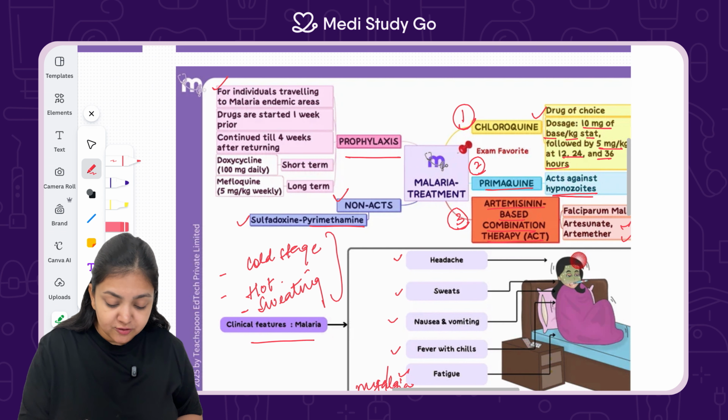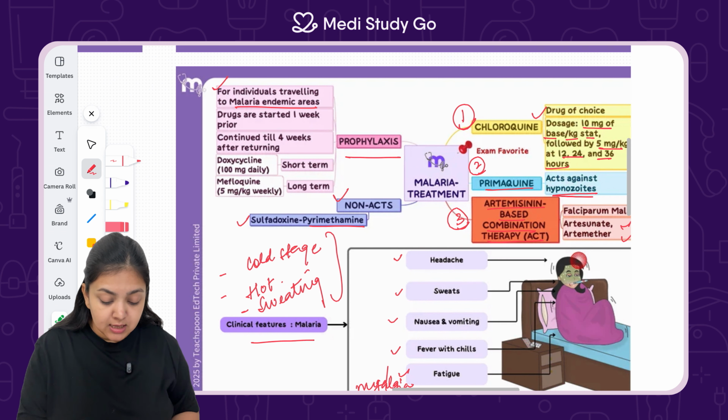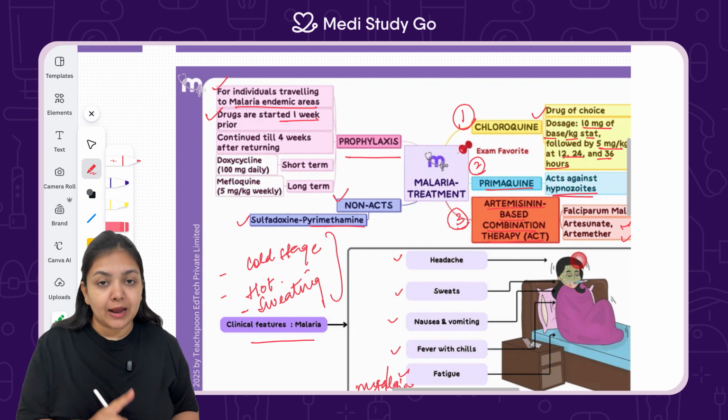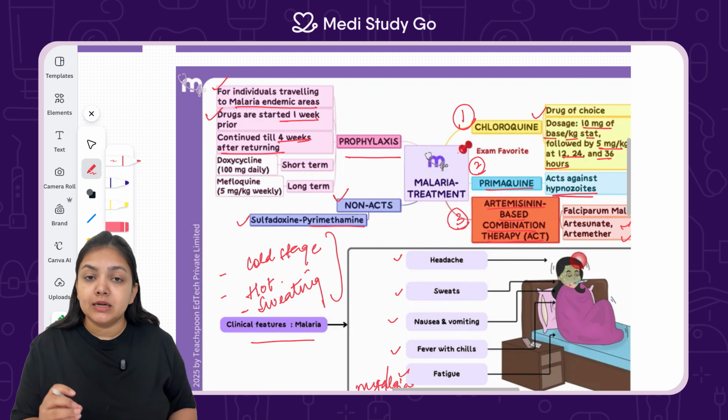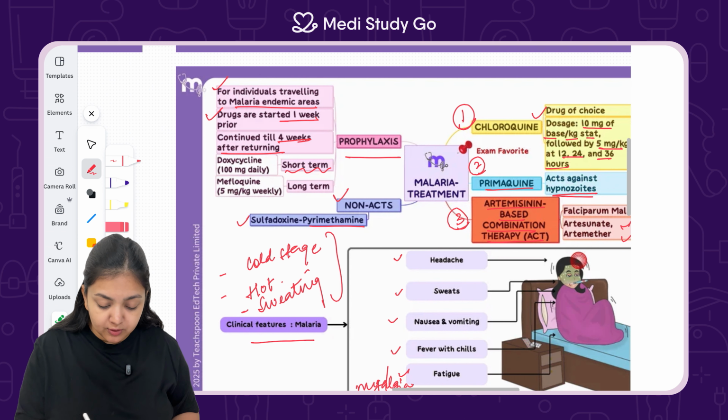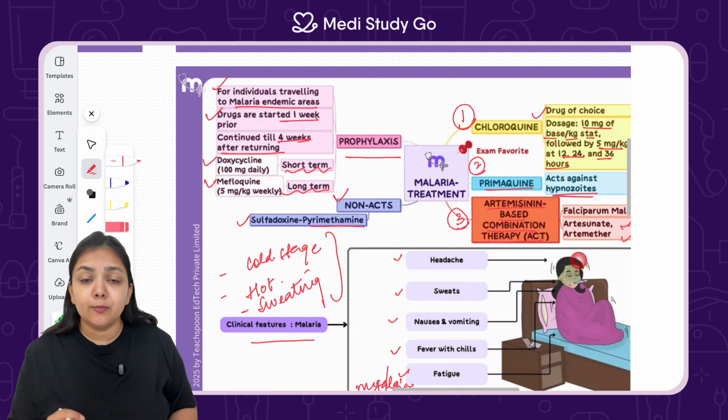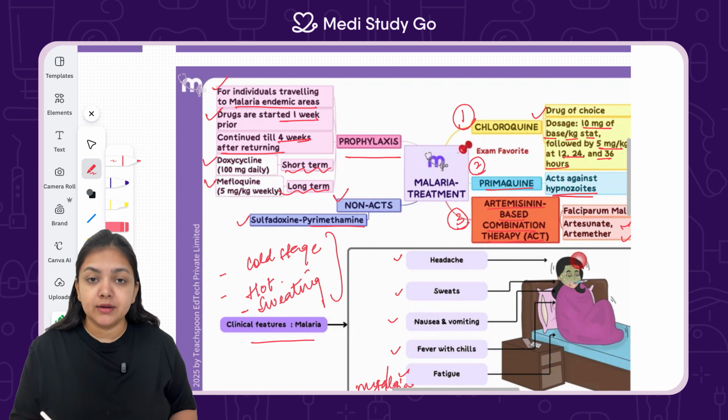So for individuals traveling to malaria endemic areas, the drugs can be started 1 week prior to reaching that destination, and continued until 4 weeks after returning. The drug which can be given: the short-term drug is doxycycline and the long-term drug is mefloquine. So this is a prophylactic treatment where we are avoiding the occurrence of malaria or being infected by the Plasmodium protozoa. So this is how we can treat a patient of malaria.